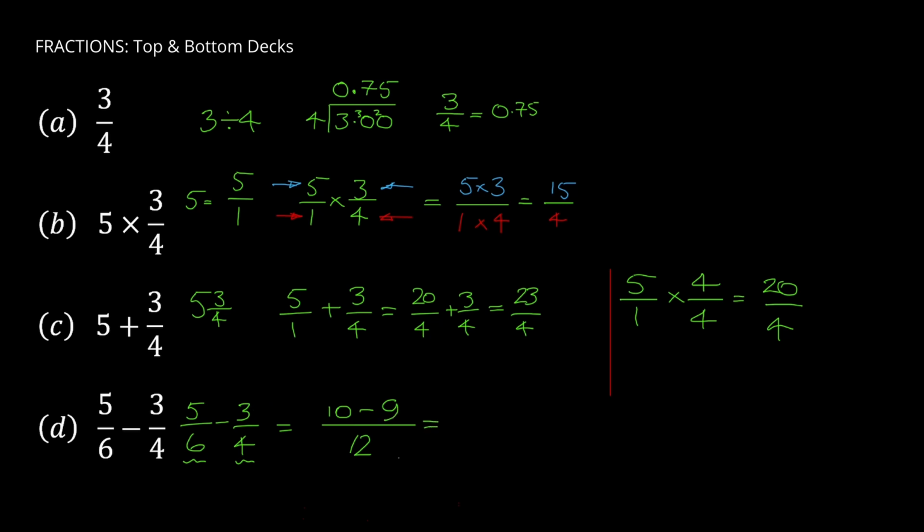Now we've got the top and bottom decks effectively working separately. Common denominator on the bottom one and a simple sum on the top. 10 minus 9 is 1. And the answer is 1 over 12. So I hope that's shown you the value of considering a fraction in terms of what's on the top deck and what's on the bottom deck. And very often those sums, top deck and bottom deck, are totally separate.